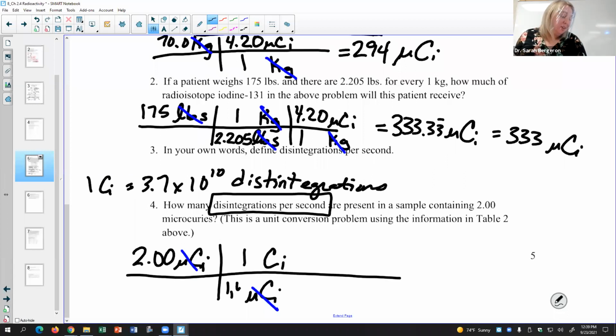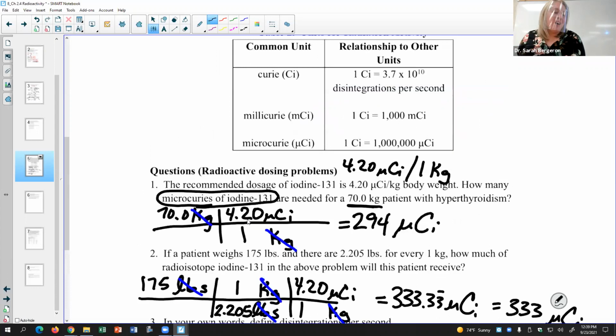Per 1 million. 1, 2, 3. I should have put myself some more space. Right? So where did you get that? That's great. Where'd you get that? From the table. Do they have it in this one? Oh, yeah. So micro, right?